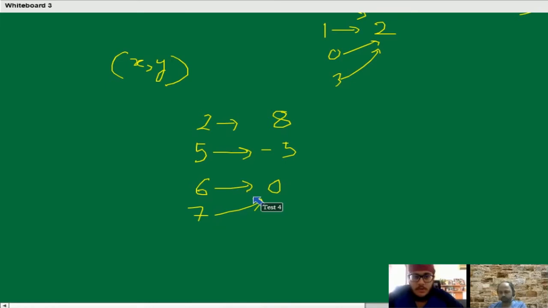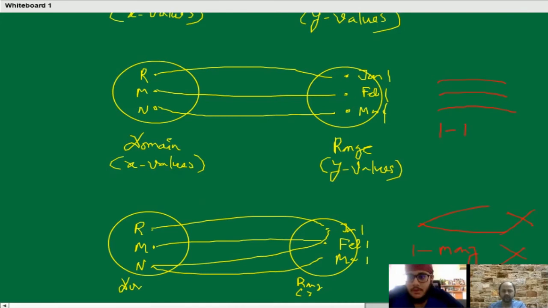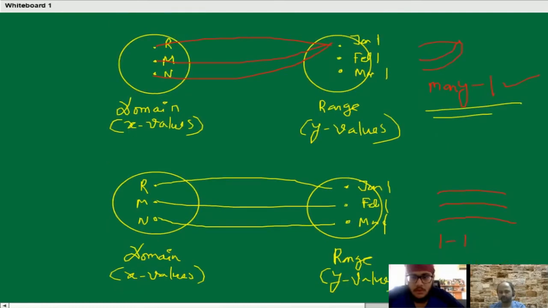Because not all four numbers have the same y value. That's why, sir. Okay, so it's not like that. They can have different y values, 1 to 1. Like here, Ronaldo, Messi, Neymar, they have different y values, right? Yes, sir. Different y values means every x value has different y values.